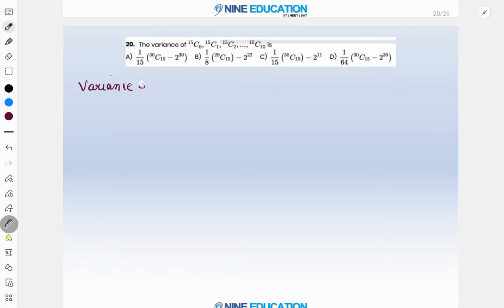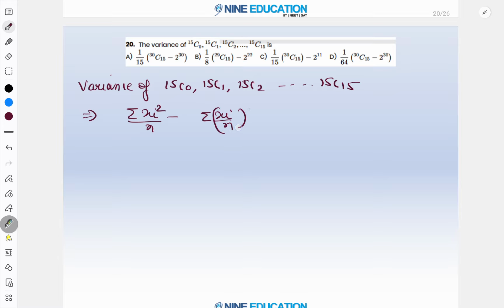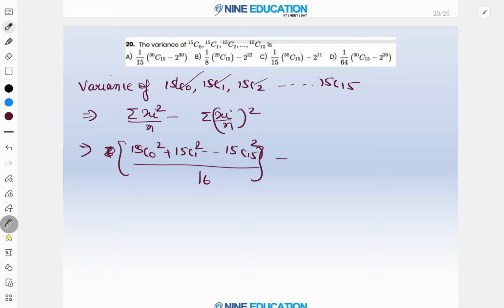Variance of 15C0, 15C1, 15C2, and so on up to 15C15. Now the variance formula is summation of xi square by n minus (summation of xi by n) whole square. So that is equal to the sum of 15C0 square plus 15C1 square, and so on up to 15C15 square, divided by total observations, which are 16, right? This is minus summation of xi by n, that is (15C0 plus 15C1, and so on to 15C15) by 16, whole square.